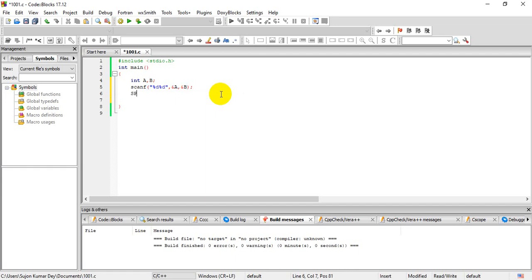we need to assign the SOMA, a positive, and then print SOMA equal percent, and print the SOMA.